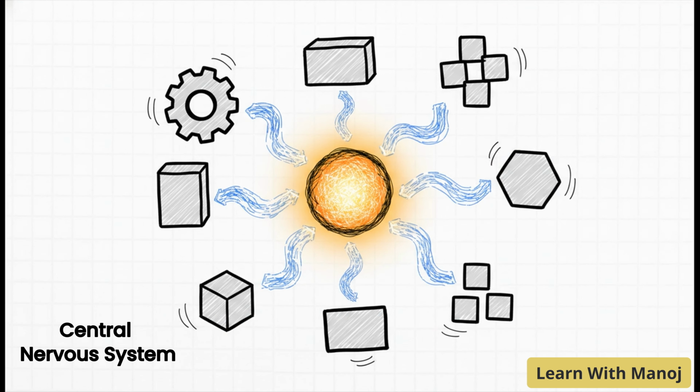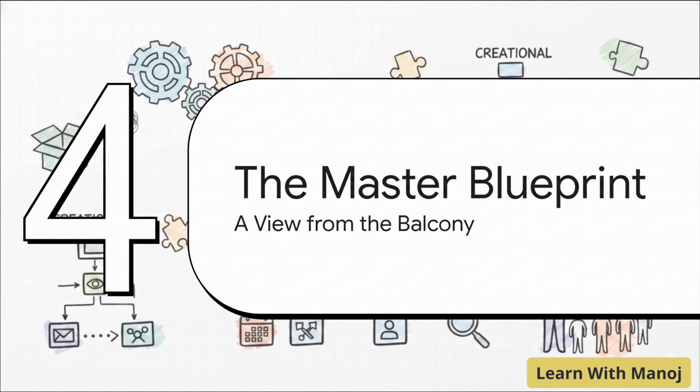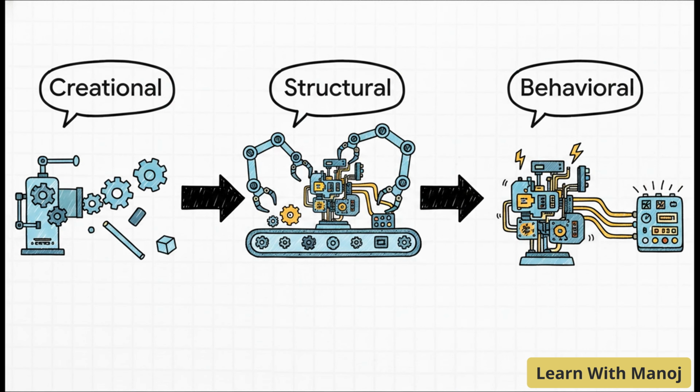So ultimately, this behavioral pillar acts as the factory's central nervous system. It's the control center sending out signals, coordinating every moving part, and making sure they all work together in perfect harmony to get a complex job done. And that's it. Our tour of the factory floor is complete. Let's just step up here onto the balcony for a moment to see how this all fits together in the master blueprint. From up here, the whole process is so clear, isn't it?